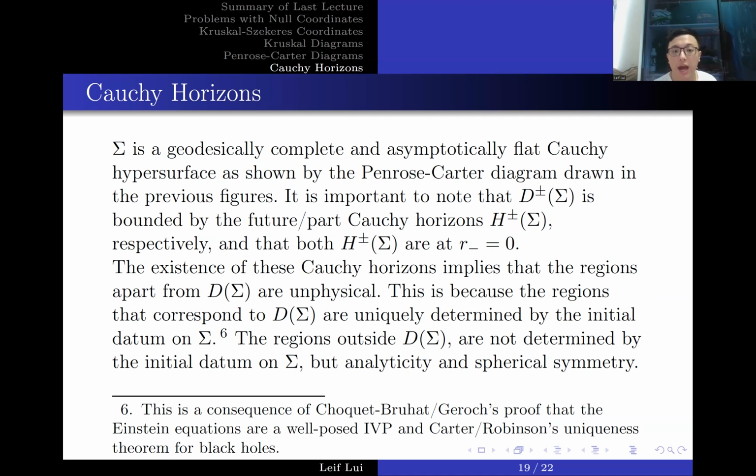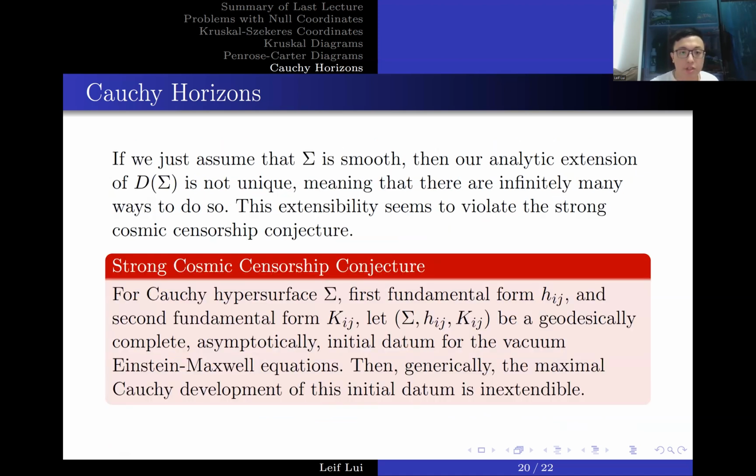So the regions outside this D of sigma are not determined by the initial datum, but determined by analyticity and spherical symmetry. So if we assume that sigma is smooth, then our analytic extension of D of sigma is not unique, meaning that there are infinitely many ways to do so. Hence, this extendability seems to violate a well-known conjecture in general relativity known as the strong cosmic censorship conjecture. And I will talk about what this is.